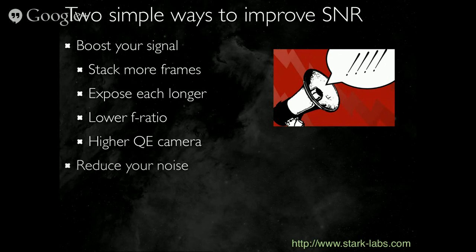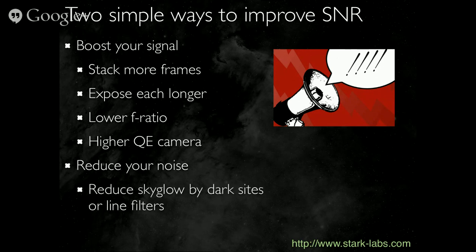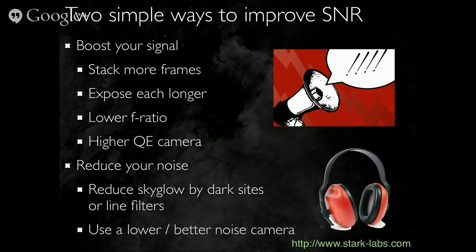We can, of course, also drop our noise. We can reduce the sky glow by going to dark sites or by using filters. And we can also use a lower noise, better camera.